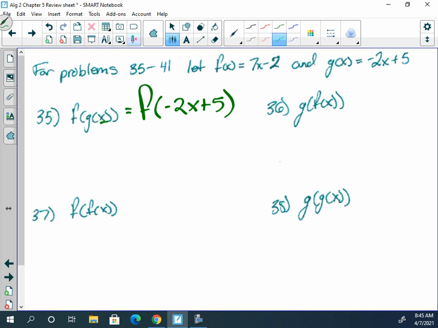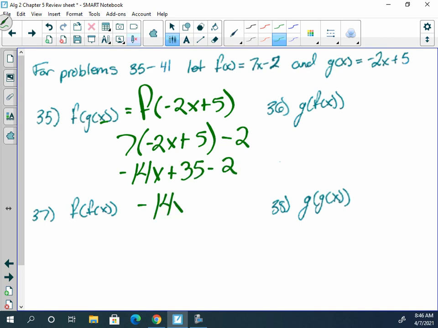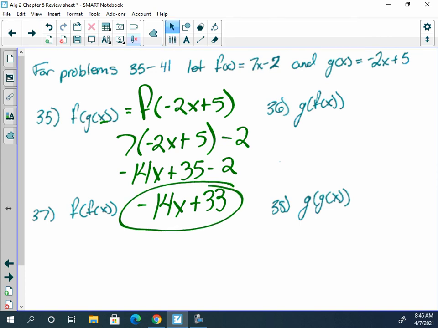Yes? But it's going to be different for f of x because I don't have f of x anymore. I have f of negative 2x plus 5. I've replaced x with negative 2x plus 5, yes? So in f of x, I'm replacing x with negative 2x plus 5. So it should be 7 times negative 2x plus 5 minus 2. Now we can distribute the 7, which would be negative 14x plus 35 minus 2, which would be negative 14x plus 23. I know I went through that pretty quick, but it's just multiplying through by 7 and combining like terms.